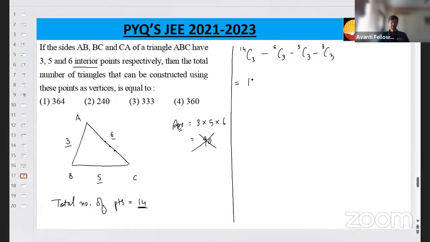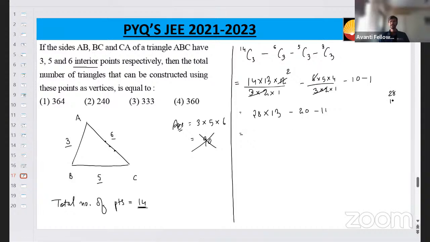So what is 14C3? 14, 13, 12 upon 3, 2, 1. So 3 to the 6 to the 12 minus 6C3. 654 upon 3, 2, 1. So 3 to the 6. 5C3 is 10 minus 1. So basically, 28 into 13 minus 20 minus 11. Right? So what is 28 into 13? So 364.